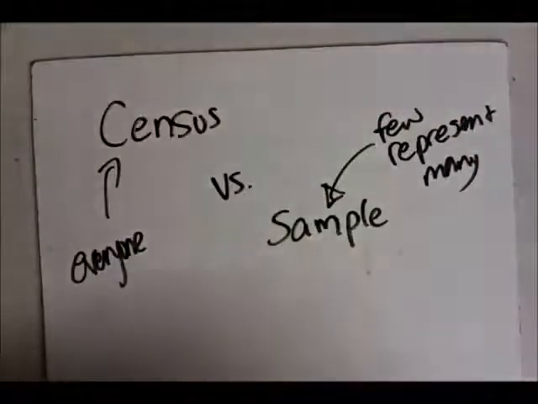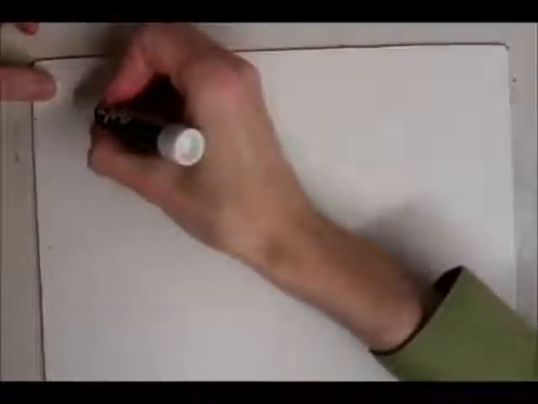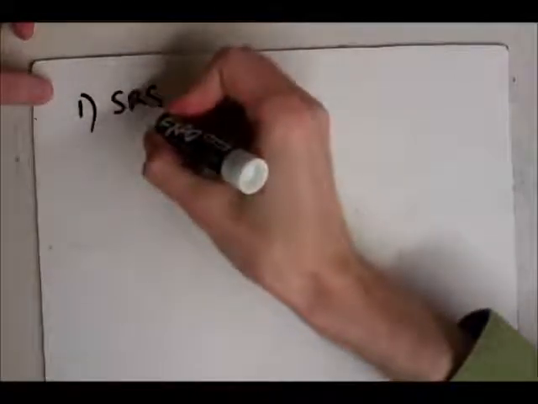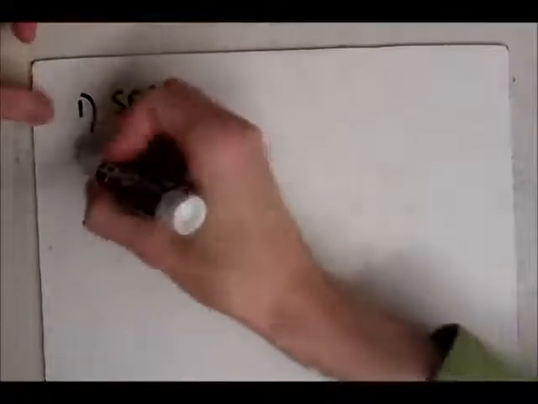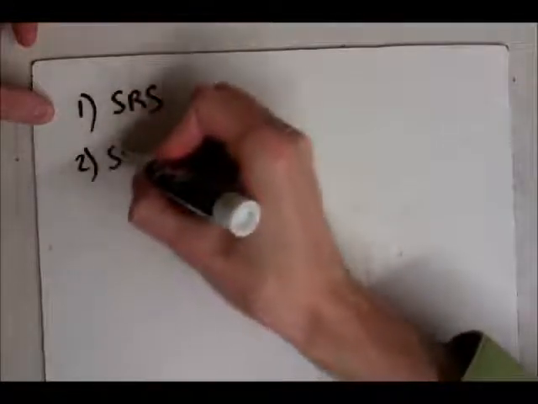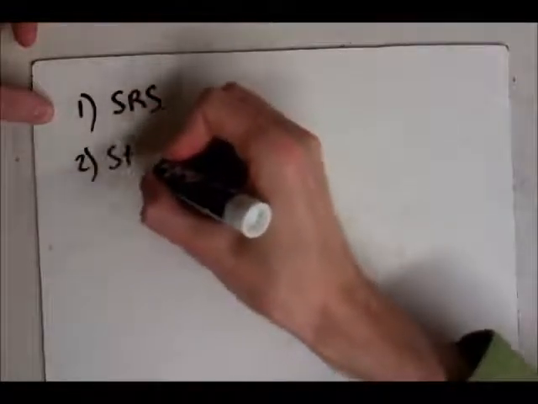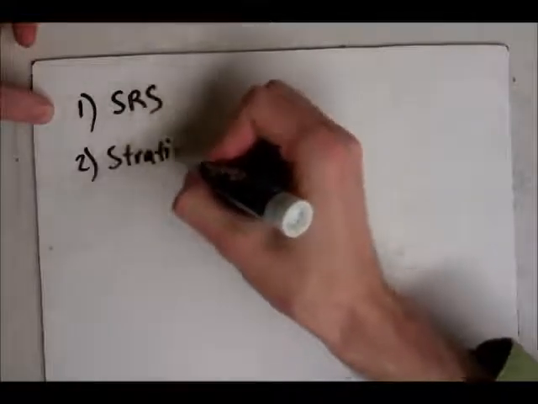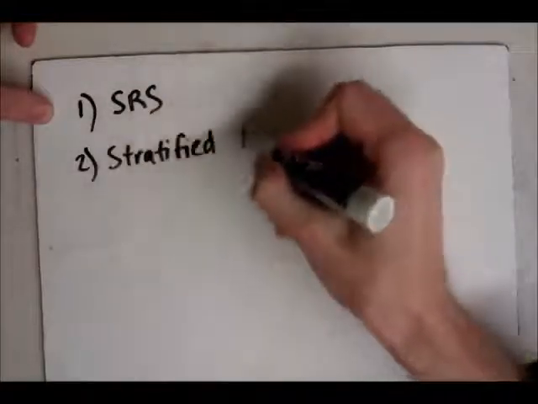And so your next question might be, well, how do you decide who goes into your sample? Well, there's 5 different ways that we talked about in class for making up a sample. Let me tell you what they are real quick. So number 1, you've got SRS. That's a simple random sample. Number 2, well, I'll do this out of order. Stratified random sample.